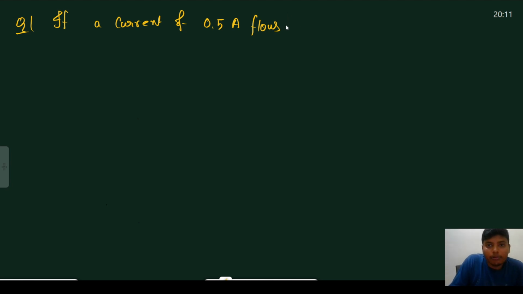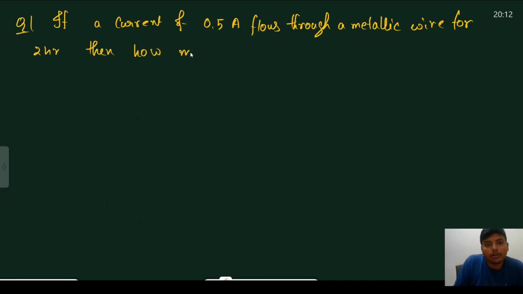One last question. The question is: if a current of 0.5 ampere flows through a metallic wire for 2 hours, then how many electrons would flow through the wire? Tell.